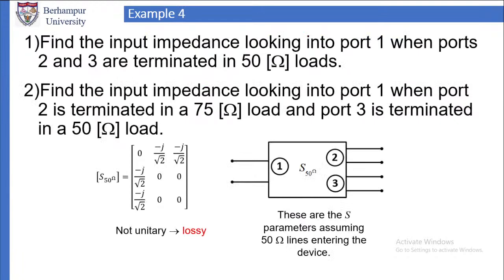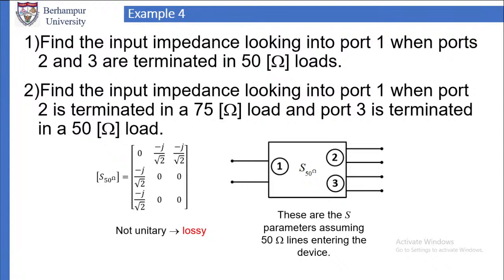Then we will consider the last example: find the input impedance looking into port 1 when ports 2 and 3 are terminated in 50 ohms. The 3-port network is shown below. We have port 1, port 2, port 3. When 2 and 3 are terminated in 50 ohms, find out the input impedance looking into port 1. That is condition 1, the first question. The second question is to find the input impedance looking into port 1 when port 2 is terminated in 75 ohm and port 3 is terminated in 50 ohm.